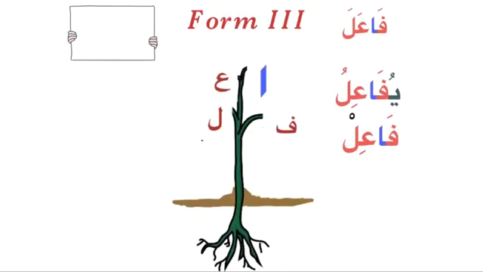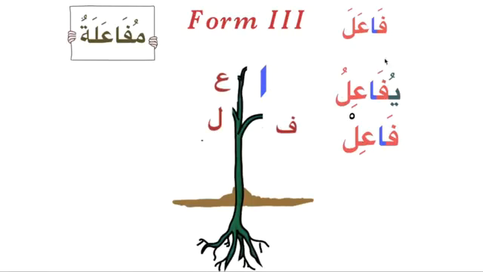Remember, form 3 has 2 patterns of masdar. The first is mufa'alatun, which is the most commonly used form of the masdar of form 3, and there is another one which is called fi'alun. We'll know this bab by the most common, which is bab mufa'alatun. So form 3 will be bab mufa'alatun.